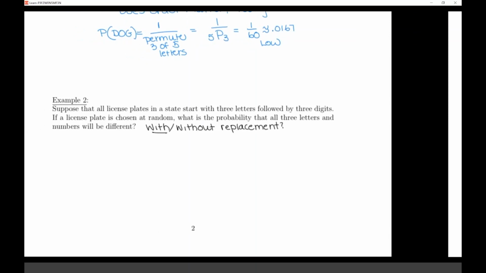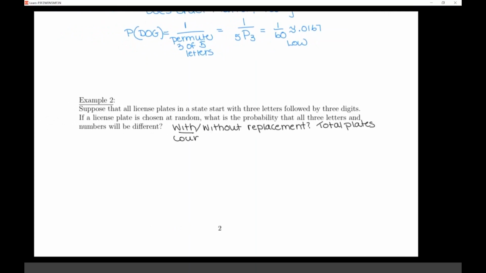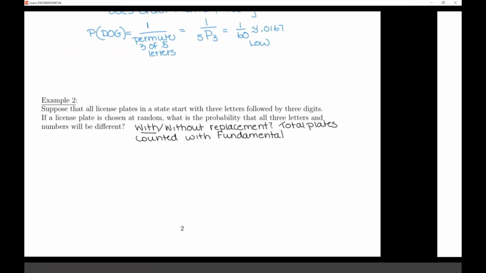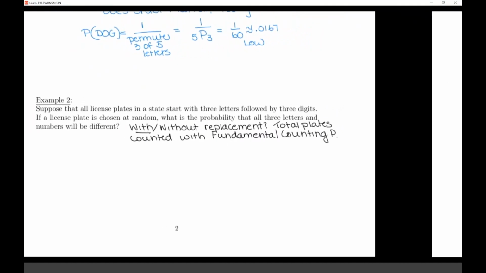When we're talking about the total number of plates, I don't even need to ask about order, whatever. So the total plates need to be counted with the fundamental counting principle. I can't use permutations or combinations for that. But now let's look at the number that we're interested in.